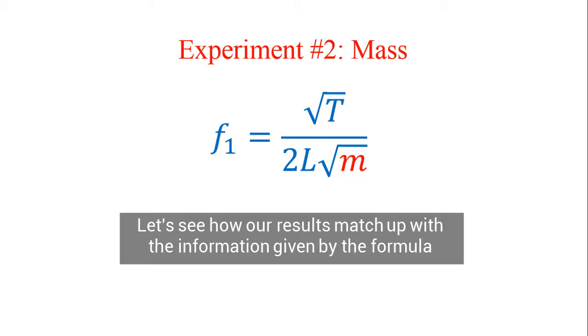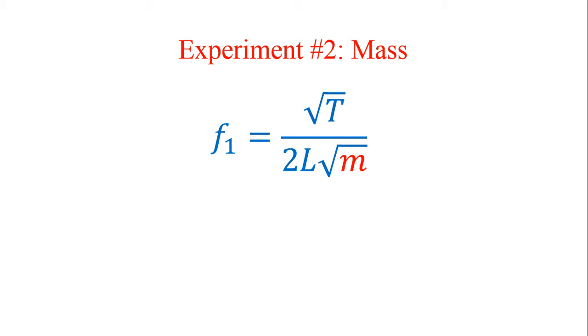Let's see how our results match up with the information given by the formula. Because in the formula, F1 equals the square root of T over 2L times the square root of M, mass, which is represented by the letter M, is under the bar, it's clear that mass is inversely proportional to the fundamental frequency, meaning that we can predict that as the quantity of water in the idiophones increases, the fundamental frequency of the instrument will decrease and the pitch it produces will get lower.